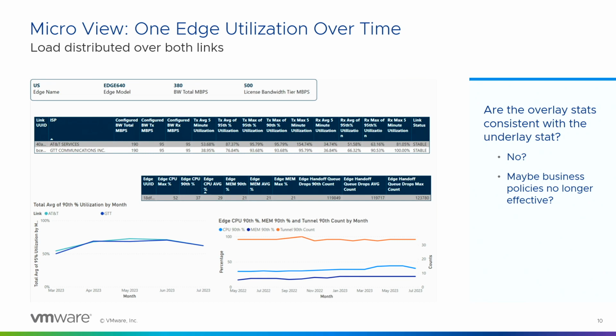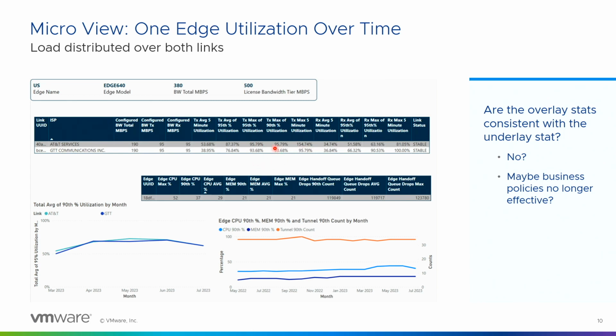This visualization shows just one edge's details, kind of blown up. And so overall, it looks mostly okay. We can see that there are some spikes in both of the link's utilizations that go above 90% utilized. A high utilization is not necessarily a bad thing. It just means we need to look at other measurements to validate whether it's problematic.